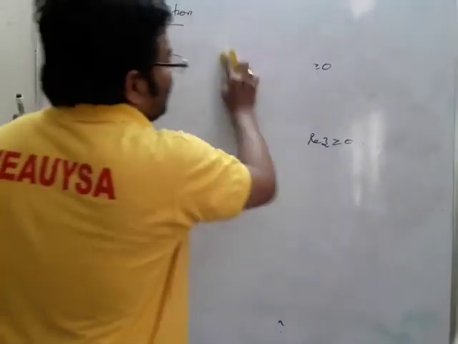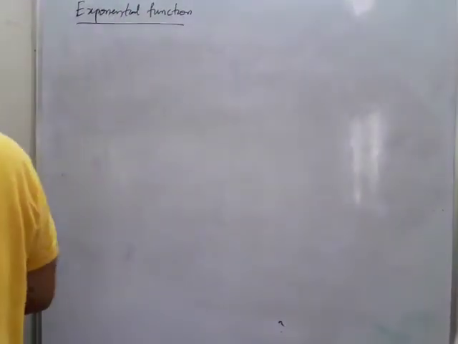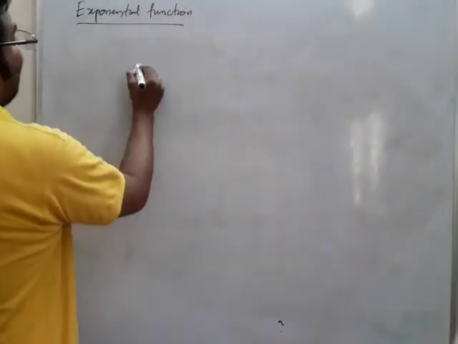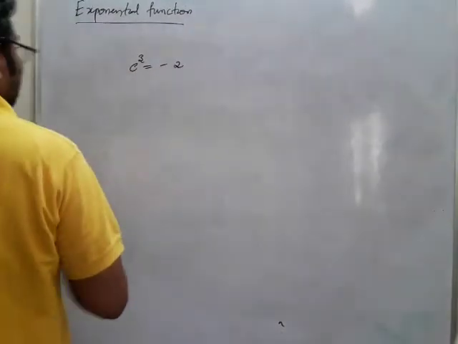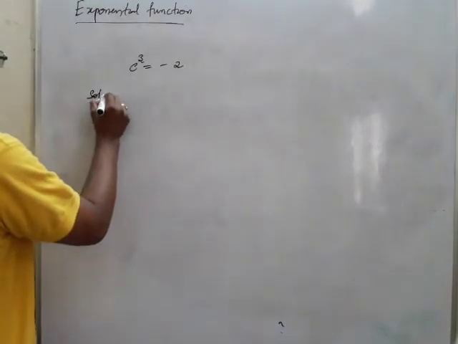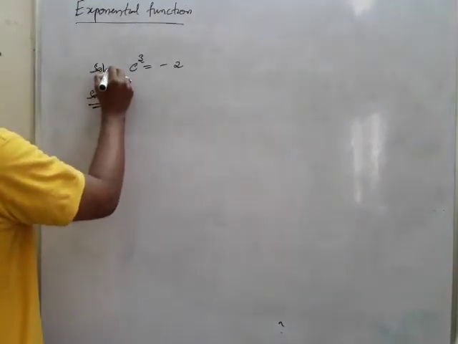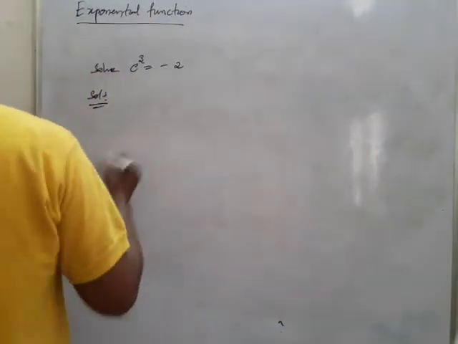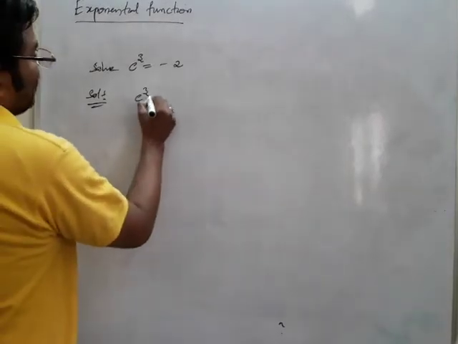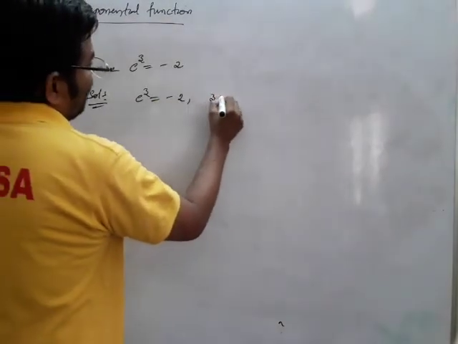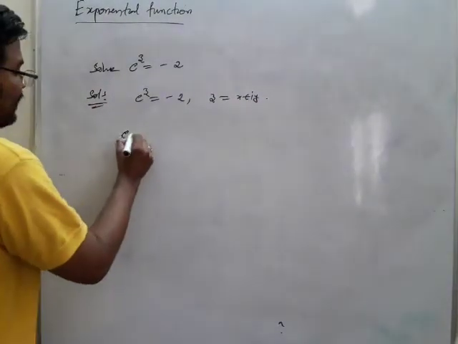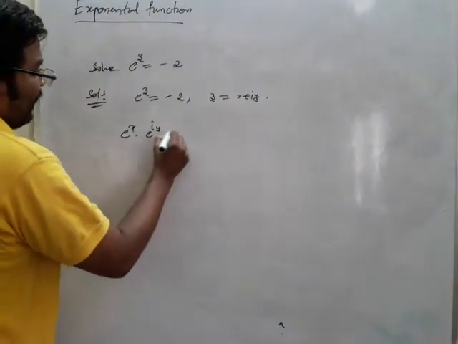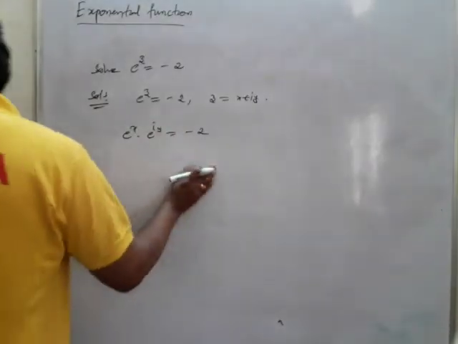Now next we'll see another important problem, that is e^z is equal to -2. What is given is e^z equal to -2. Solution. How to solve this? Solve e^z is equal to -2. So given e^z equal to -2, and z is nothing but x plus iy, we know that e^x into e^(iy) is equal to -2.